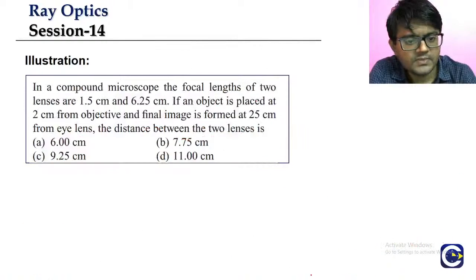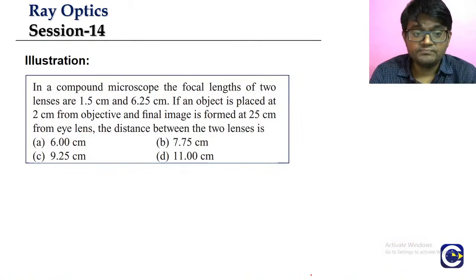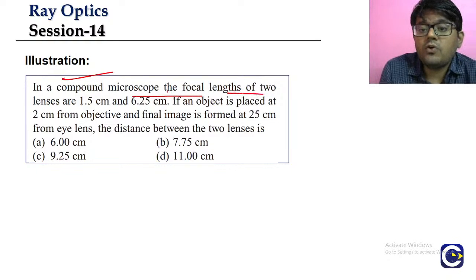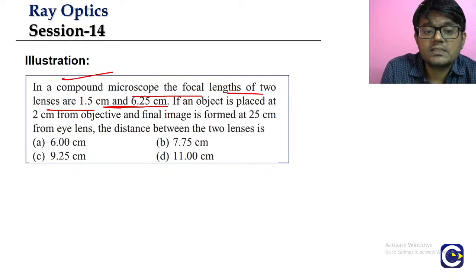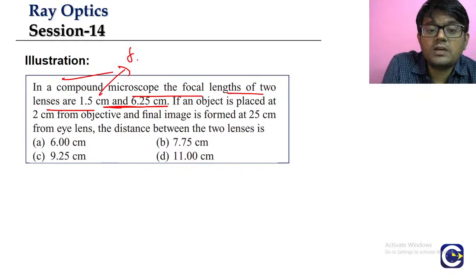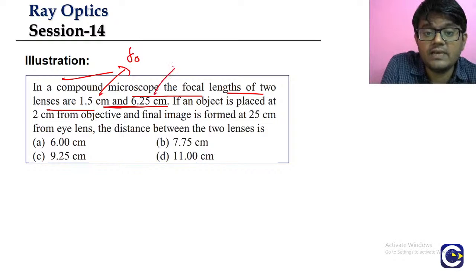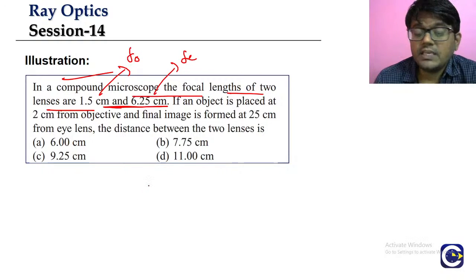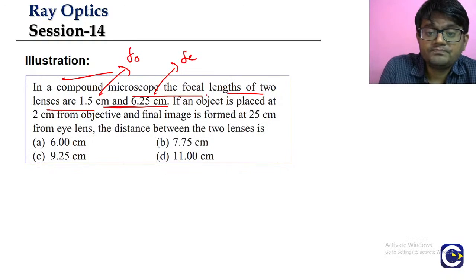Okay. Next, look at this one. In a compound microscope, the focal lengths of the two lenses are 1.5 and 6.25. Already I told you, comparatively the objective will have a lesser value. So FO will be 1.5, and FE will be 6.25.